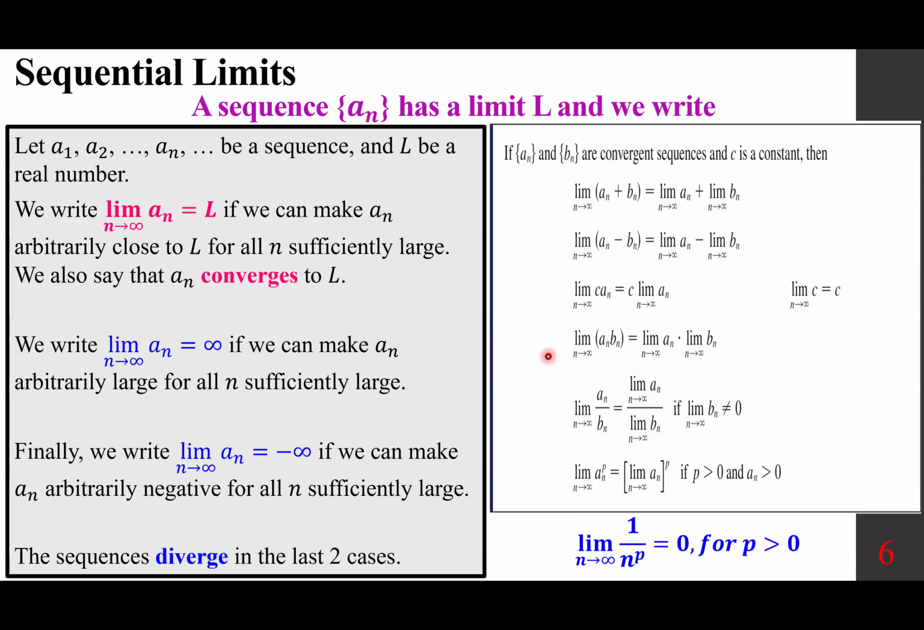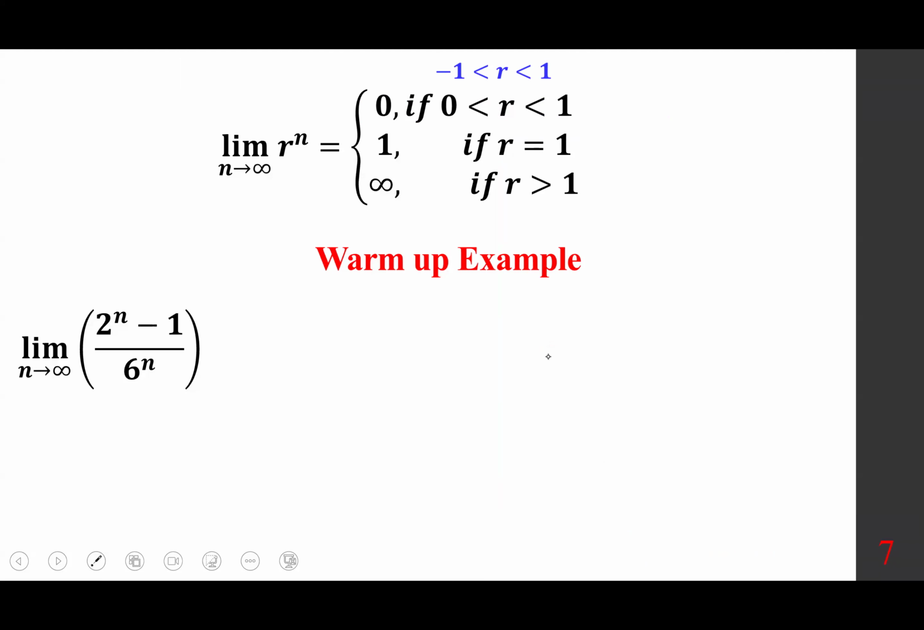We don't use limit laws a lot, but we do it from time to time, and I'll show you. For example, for this warm-up example, we remember the limit of r to the power of n as n approaches infinity depends on the base. If the base r is between -1 and 1, it is 0; if the base r is 1, it is 1; and if the base r is larger than 1, it is infinity. So how do we approach that?